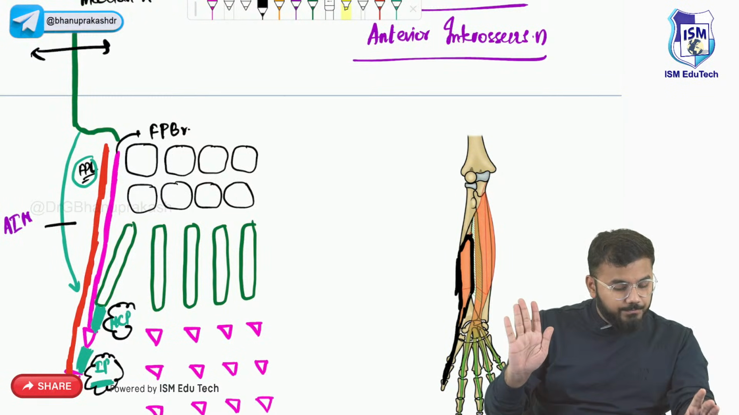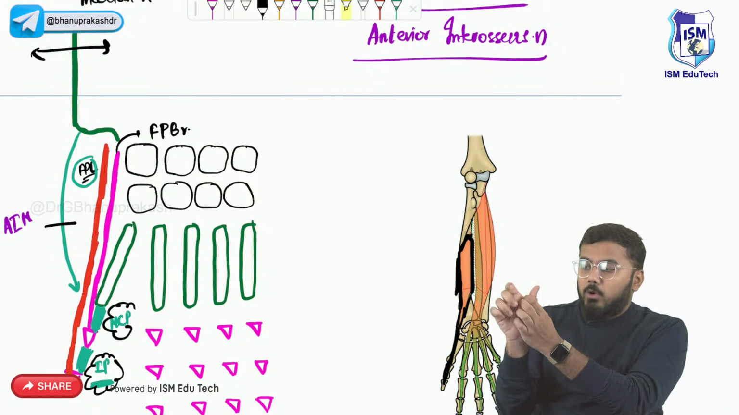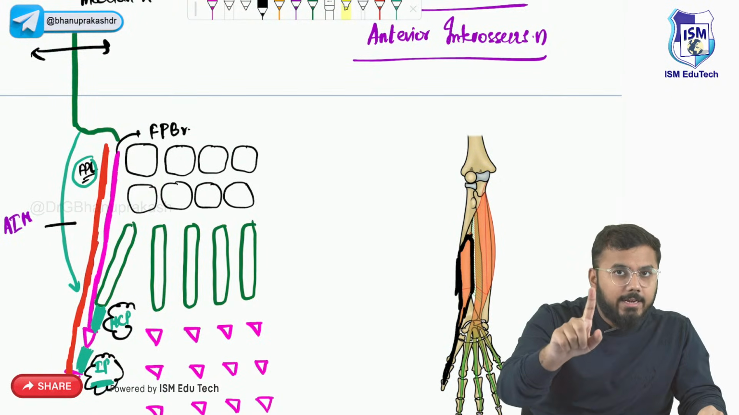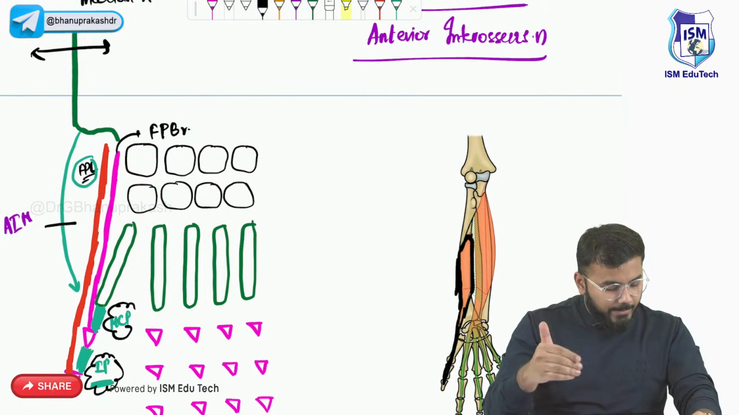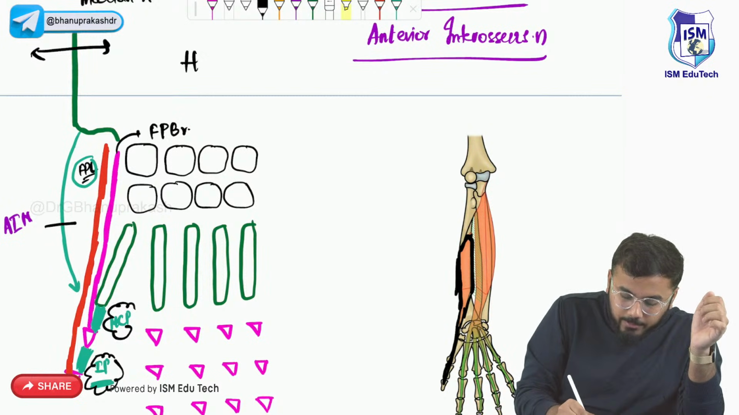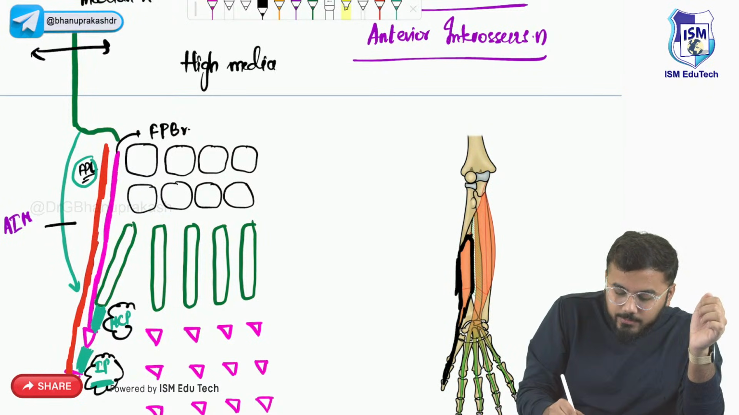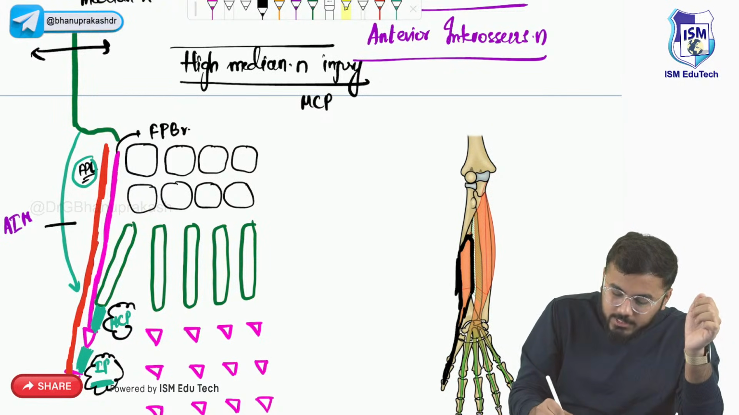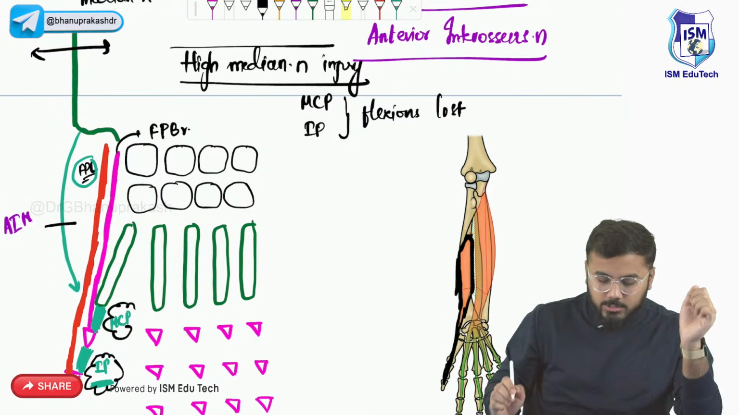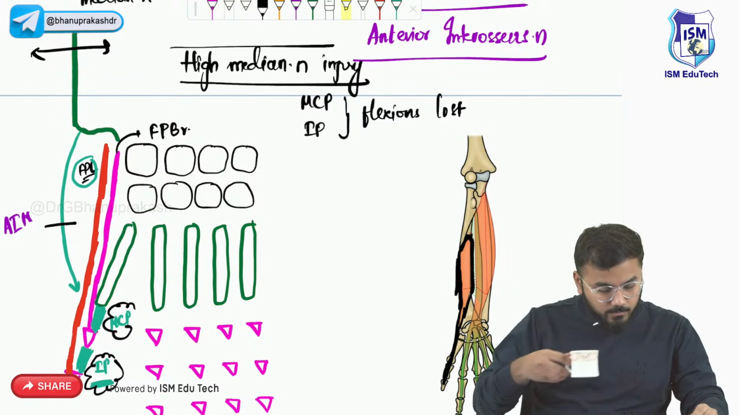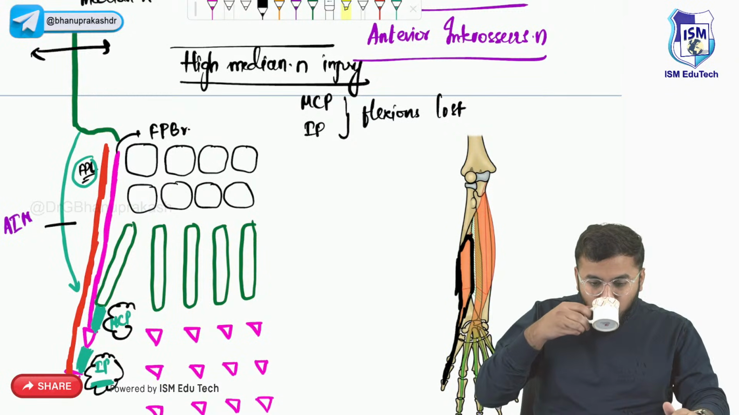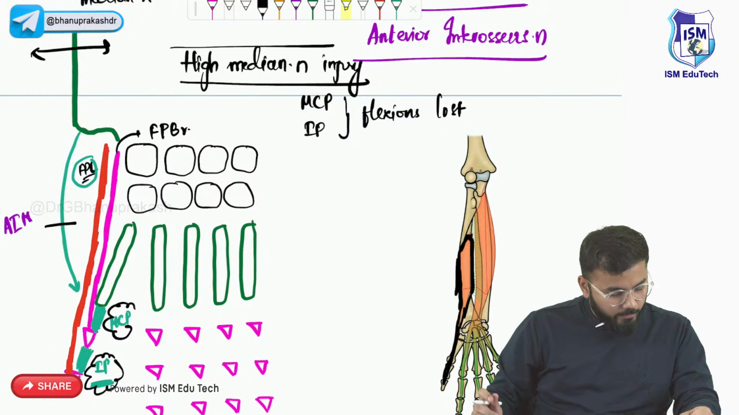Is it clear for you? If I am not able to flex only the interphalangeal joint, that is a problem with the anterior interosseous nerve. If I am not able to flex the interphalangeal and metacarpophalangeal joints, that is a problem with the median nerve. So, one very important thing you need to remember is that in a high median nerve injury, both MCP and IP flexions are lost. Guys, is everyone clear?